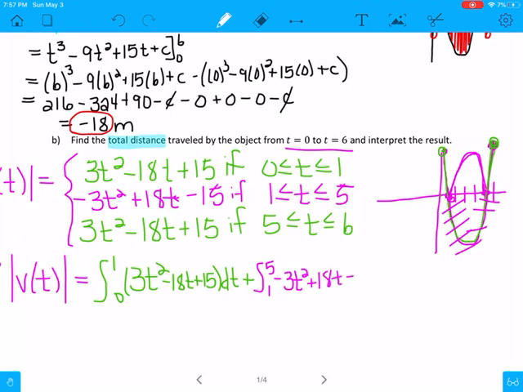minus 15 dt. And then my green one again, plus 5 to 6. So you have to do this for distance.